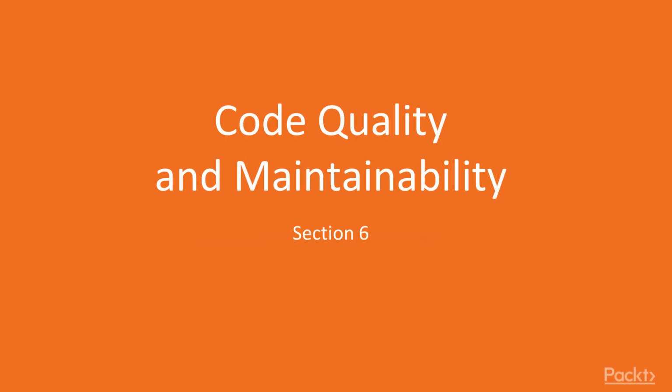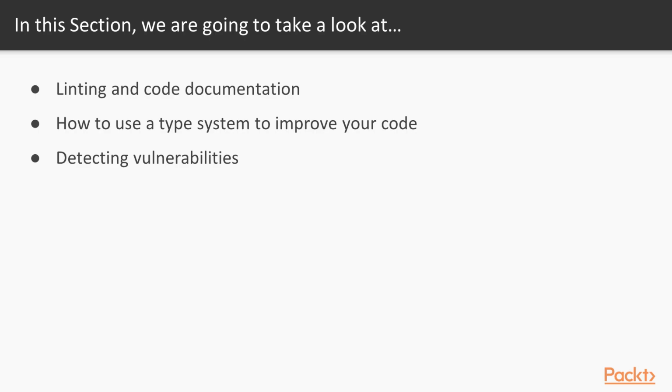Hi and welcome to the last section of this video course about code quality and maintainability. In this section we will see how we can use linting to improve our code and how we can use tools to write great code documentation. I will show you how you can use a type system, TypeScript, to improve your code, and at the end of this section we will see how we can use tools to detect vulnerabilities and security issues within our Node.js application.